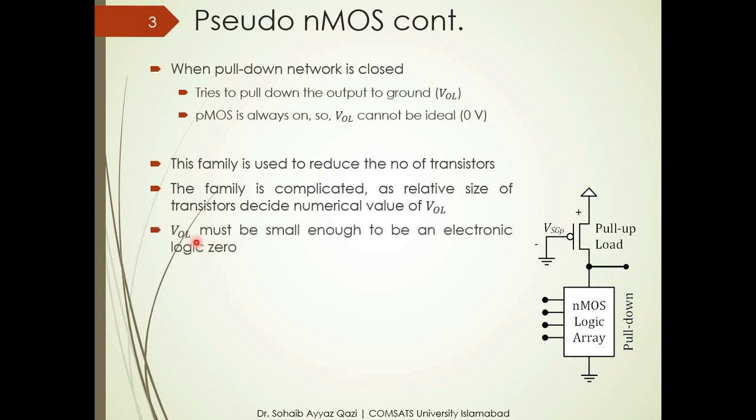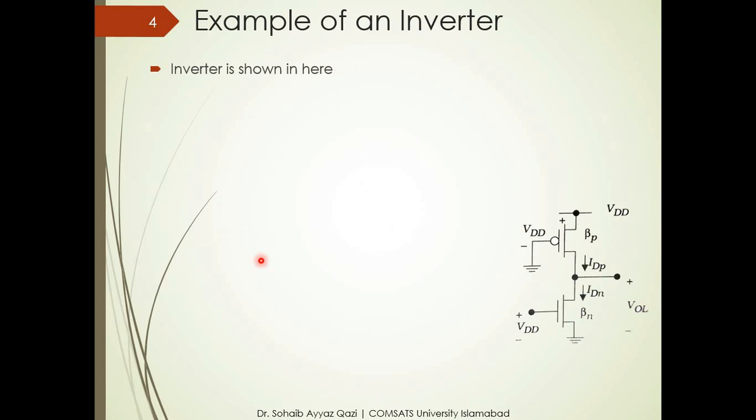The other condition we have to ensure is that VOL must be small enough to be an electronic logic 0. If our output low voltage is around 1 volt, it doesn't represent a logic 0 level. So we have to ensure that the output is small enough, less than the threshold voltage or close to 0 volts, so that it can be treated as an electronic 0 level. To understand this, let us consider an example of an inverter. The inverter circuit is shown here.